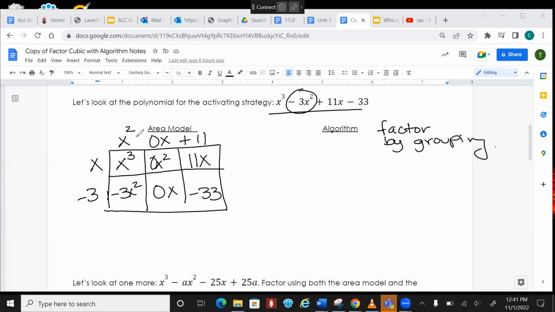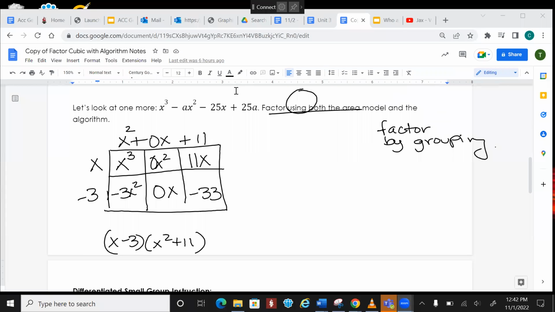Again, this is not my favorite, but you can do it this way. Notice how that gives us exactly the same answer as what we did in the last problem. It's just a lot of boxes. Yes, sir.